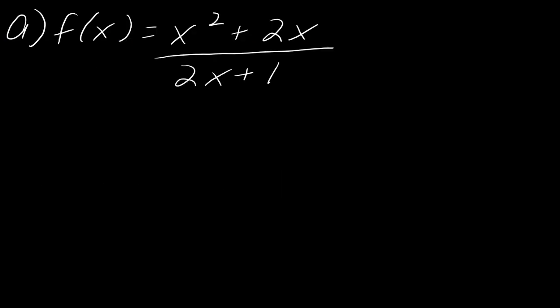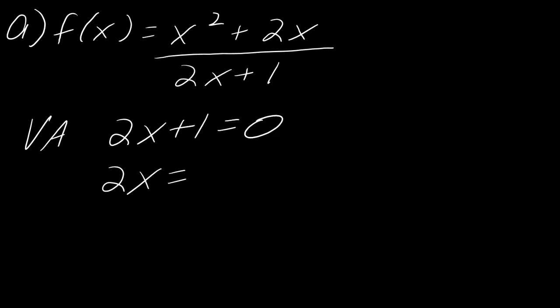Okay, so for the first one, I've got x squared plus 2x over 2x plus 1. For the vertical asymptote, let's just knock that out. To do that, I just set the denominator equal to 0, and then I can solve for x to get that x is going to equal -1/2. Okay, so let's clear some space.